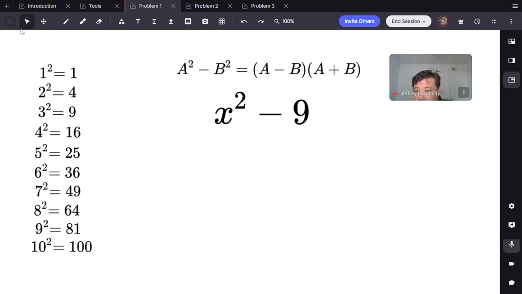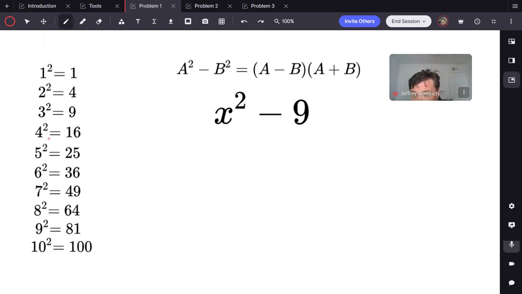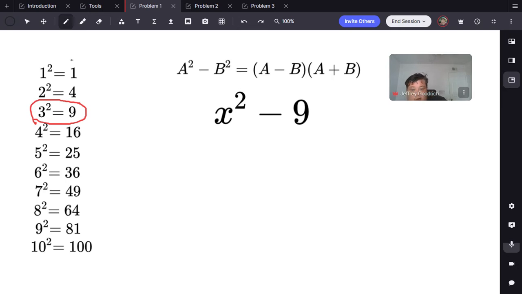All right. So the first problem here. We have x squared minus 9. The problem here is 9 isn't written as a square, but we can replace it with a square. If we look on our little list of squares here, you can replace 9 with just 3 squared. So now, instead of x squared minus 9, we're going to rewrite that as x squared minus 3 squared.